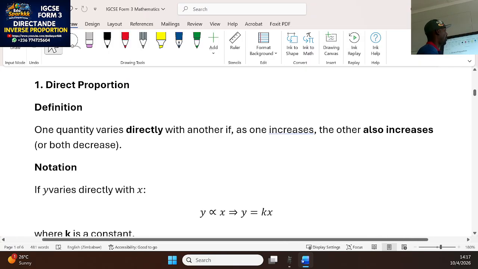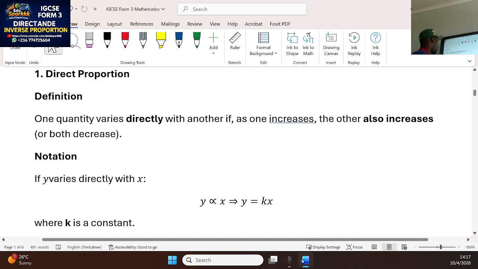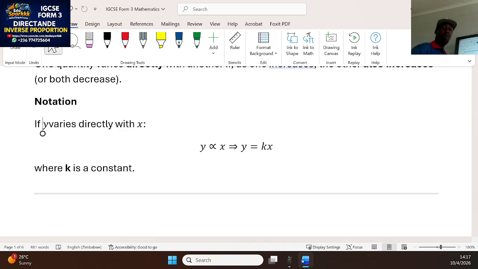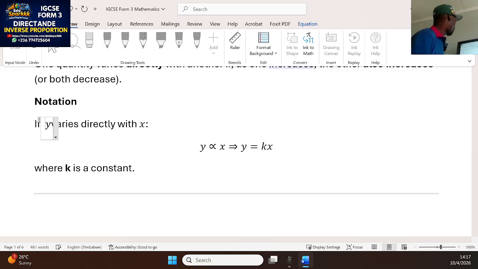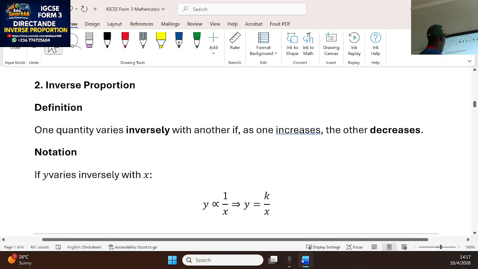One quantity varies directly with another if, as one increases, the other also increases, or both decrease at the same time. So the notation is going to be given like this: when we say y varies with x, we expect a k to be formed in the process. So y varies directly with x, that's the proportionality symbol, then y equal to kx. k will come as the constant of variation, which will bring the equality sign.